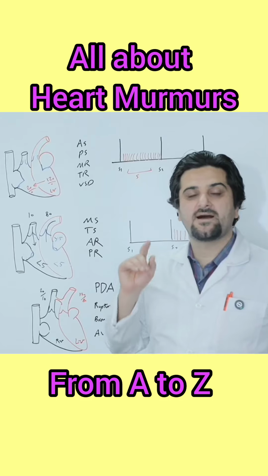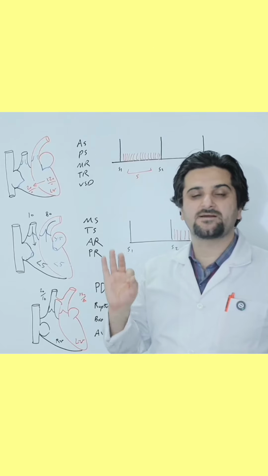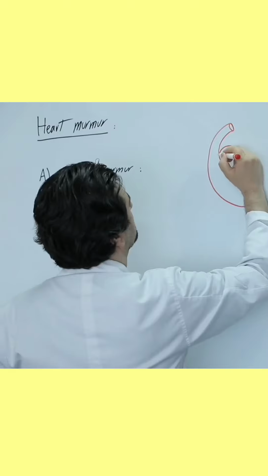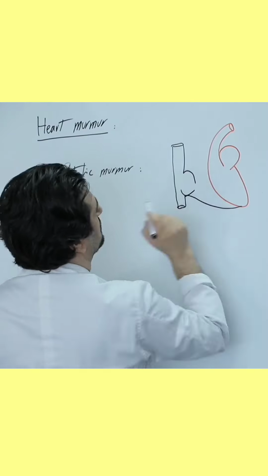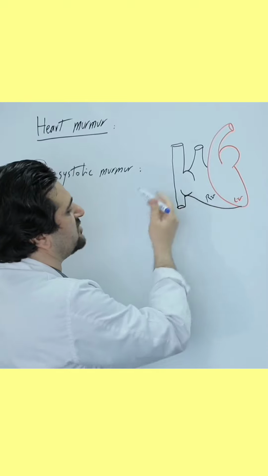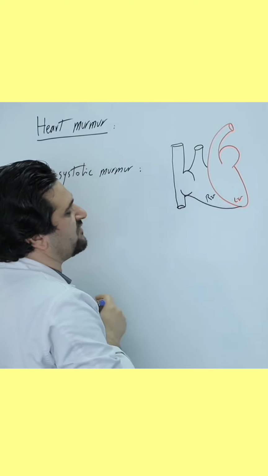Cardiac murmurs are classified into three groups based on their timing: systolic murmur, diastolic murmur, and continuous murmur. Systolic murmurs are murmurs and sounds that occur during ventricular systole.